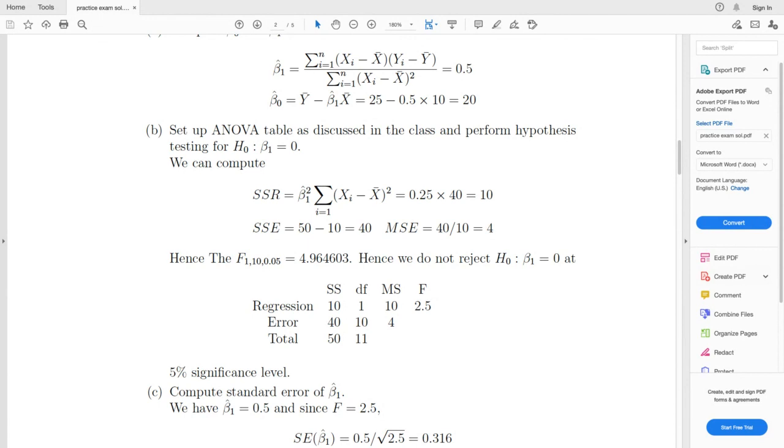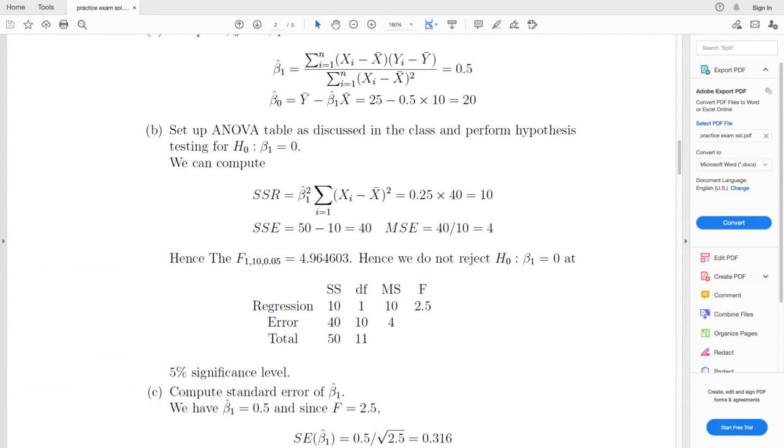Dr. Shou, to get the value of the F with 1 and 10 degrees of freedom, the 4.96, that's using QF, right? Not PF? Yeah, it's QF. So PF is just for the p-value? QF will give you the critical value. And PF is for the p-value calculation.